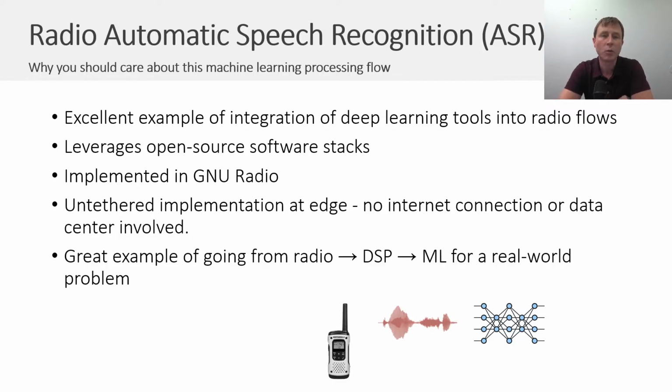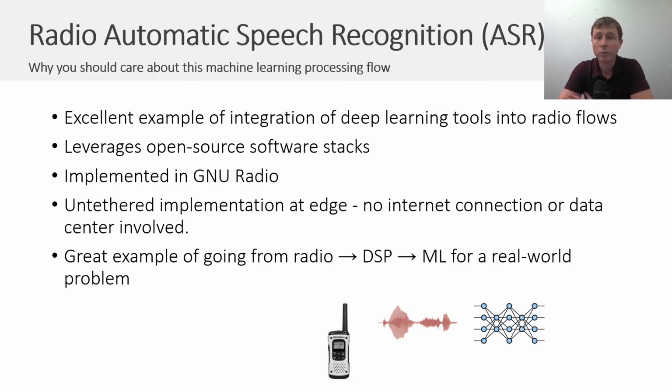So the implementation that we're going to be talking about is what we're calling Radio-ASR, or Radio Automatic Speech Recognition. And so we think you should care about this for a few reasons. You may look at it and say, well, demodulating an FM signal and doing speech to text, that doesn't sound like a difficult problem. Both halves of that problem are already solved. But we see it a little bit differently. The integration of these two disciplines, in particular for this problem, is a great example of integrating deep learning tools into radio flows.